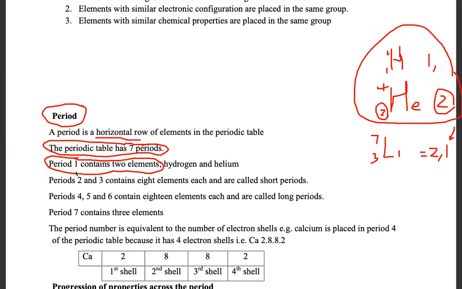Then what about period 2? So we're saying periods 2 and 3 contain 8 elements and each are called a short period. Now let me show you what I mean. Which elements are those? For period 2, the first shell should only have 2. The second shell, the maximum it has is 8. So meaning the last element in period 2 should have 10 electrons, and the first element in period 2 is supposed to have 3 electrons. Are you getting the point? Yes. So let's check out.